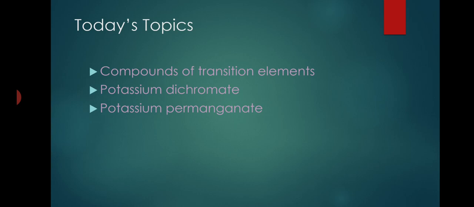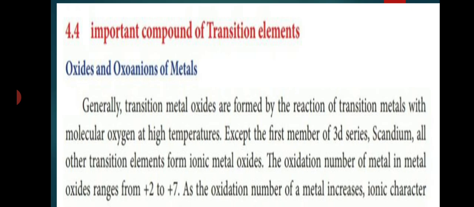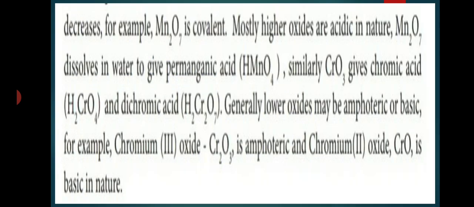dichromate and potassium permanganate. The oxides and oxo anions of metals: except the first member of the 3d series, that is scandium, all the transition elements form metal oxides. They generally form ionic metal oxides. The oxidation number ranges from +2 to +7. As the oxidation number increases, the ionic character decreases.